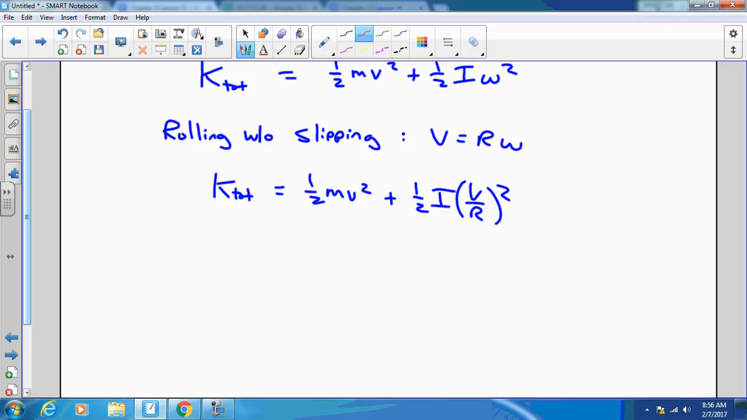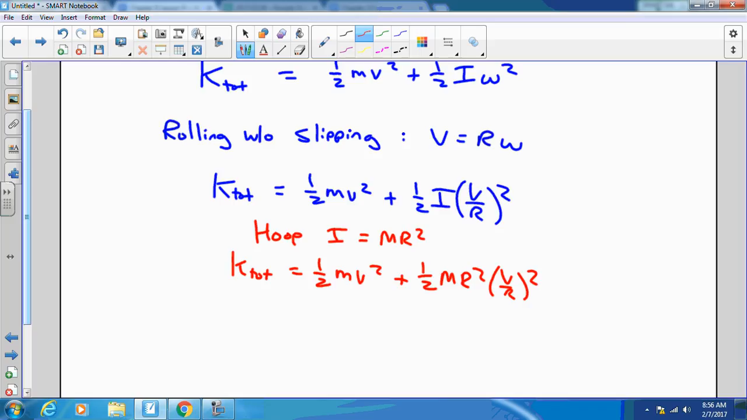And in particular, if we take a look at some common objects, for example, a hoop, such that I is equal to mr squared for that hoop, then when I evaluate the expression for K total, I get 1/2 mv squared plus 1/2 of mr squared times (v over r) squared. And lo and behold, the radii cancel out in this expression.